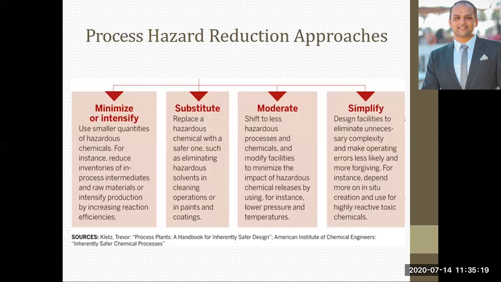So design facilities to eliminate unnecessary complexity. Make sure that the complexities are less, and try to make the operation itself less complex, because if it's higher in complexity, at the end it will lead to harder operation and maintenance as well, and it will increase your backlog, and then it might lead to an incident or a hazard. So these are the four things which you have to think about while you are implementing or starting a project from the process safety side. Again, you may have to deal with the process engineer to make sure that he can minimize, substitute, moderate or simplify whatever hazardous material you are going to use in your facility.